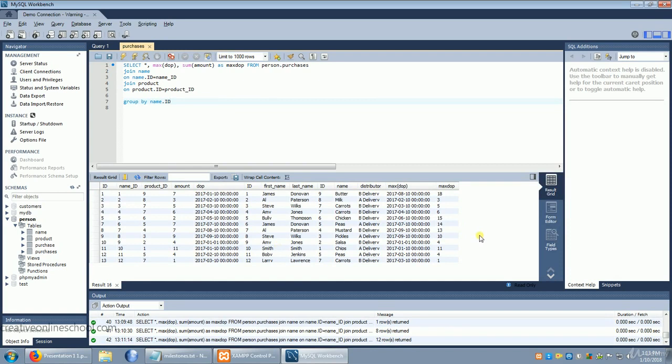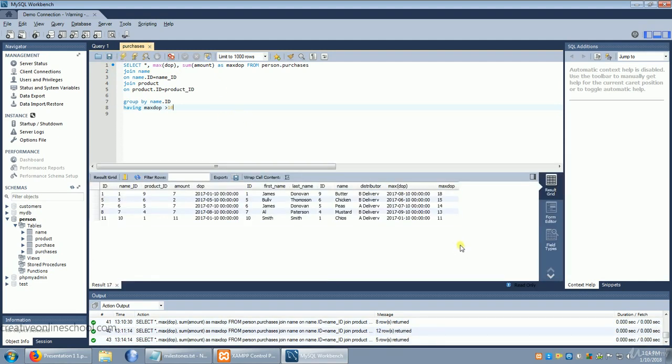And we could further refine it with our having clause. We could also say having a max DOP. We did rename that accidentally up here, but it's fine. Greater than 10. And now we've even further refined it so that we only have the most high purchased people in our list.